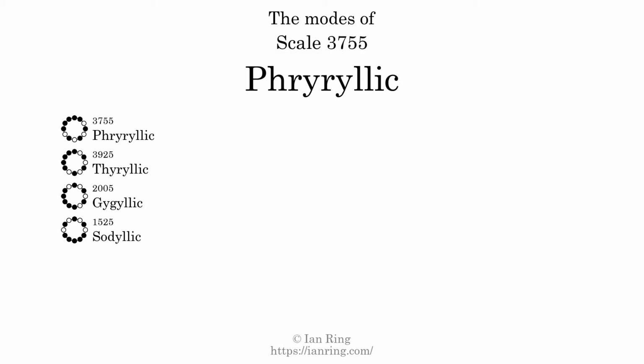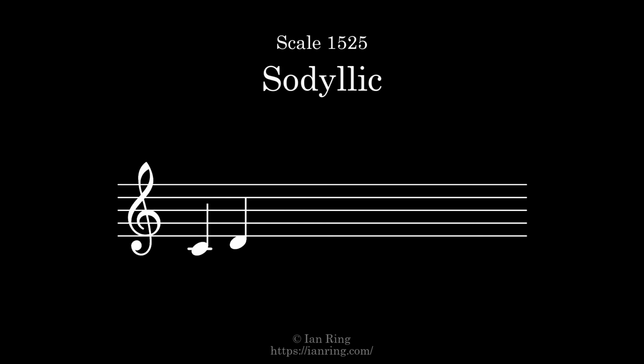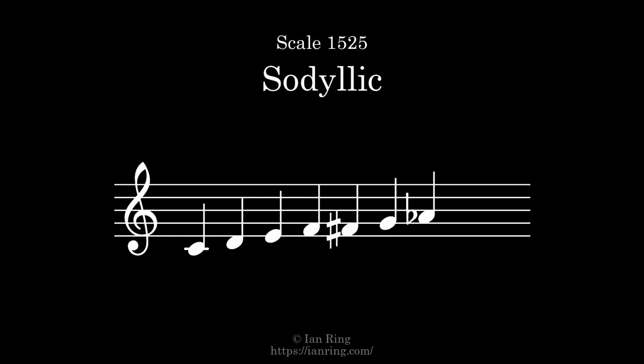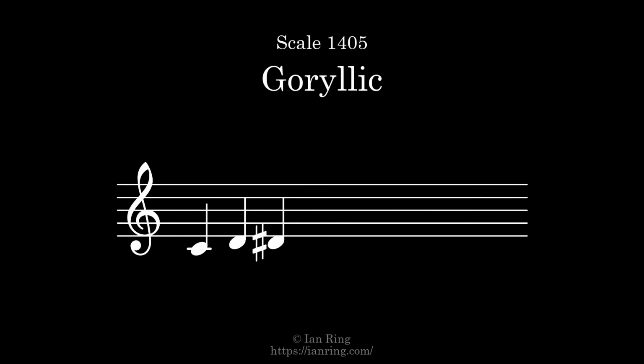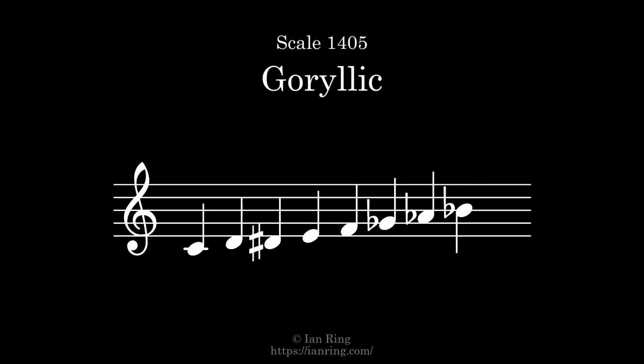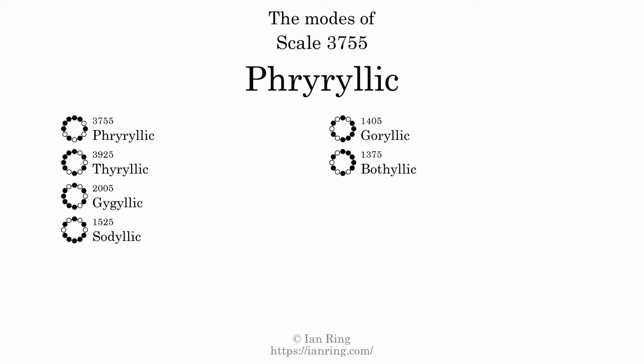The fourth mode is scale 1525, also known as Idyllic. It sounds like this. The fifth mode is scale 1405, also known as Cyrillic. It sounds like this. The sixth mode is scale 1375, also known as Bathylic. It sounds like this.